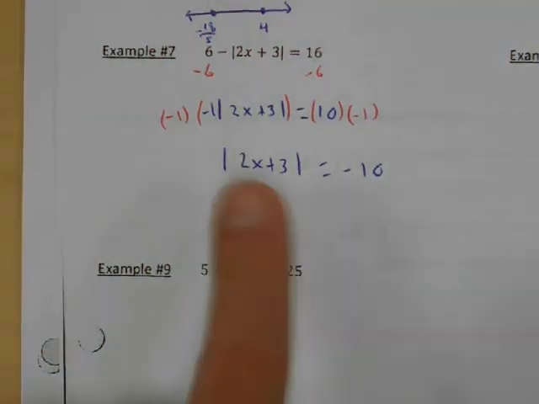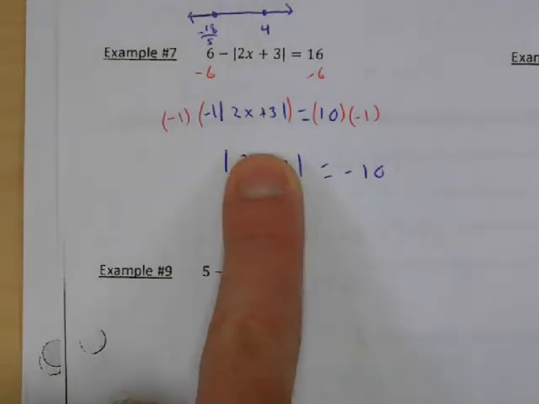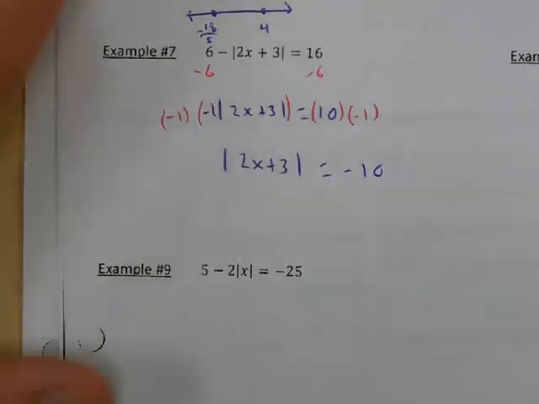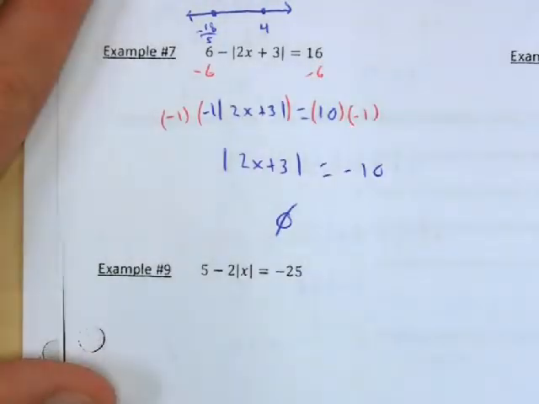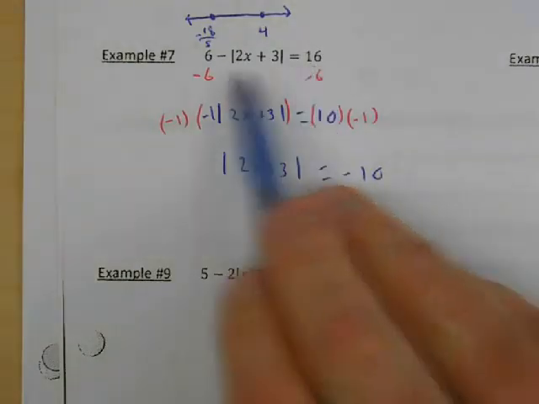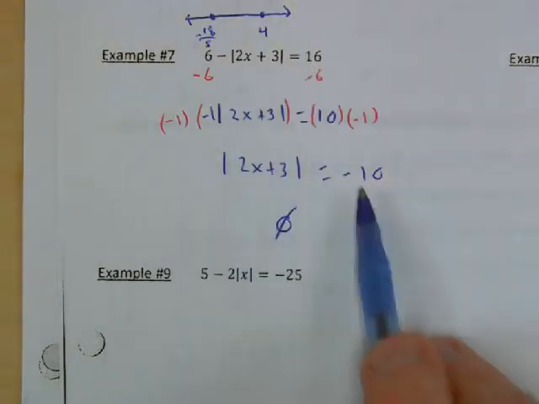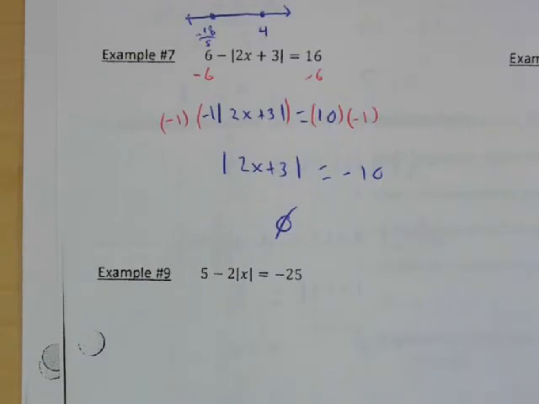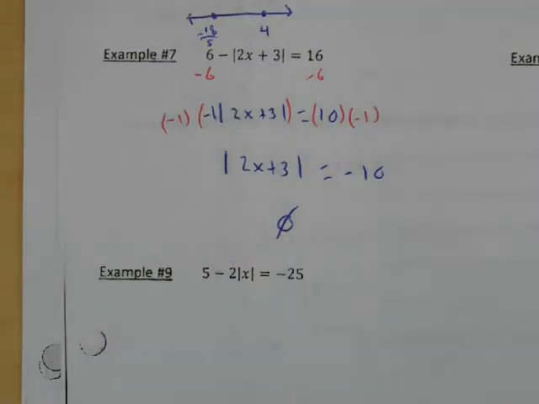Well, no, because again, let's look at this thing. The absolute value of what number equals negative 10? Well, nothing, right? So my answer is no solution. Okay, so even though it didn't start off as a negative number here, once we got the absolute value part by itself, we have the absolute value of something equals a negative number. Well, that can't happen. Okay, 2 more to go.